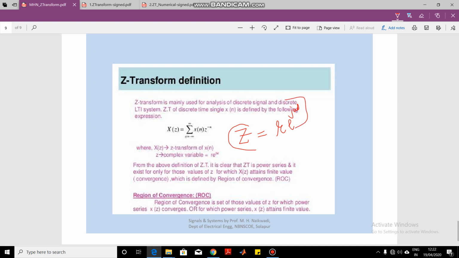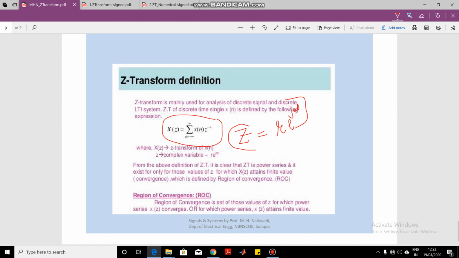If you put this value of z into this equation, you can find that this is a power series formula. As you go on substituting the values of n, you are going to get negative powers and positive powers. The question now arises: if z is going to have positive powers, and you go on adding these positive powers, then X of z is going to become infinity, because you are adding so many values. So we have to have a condition for z.